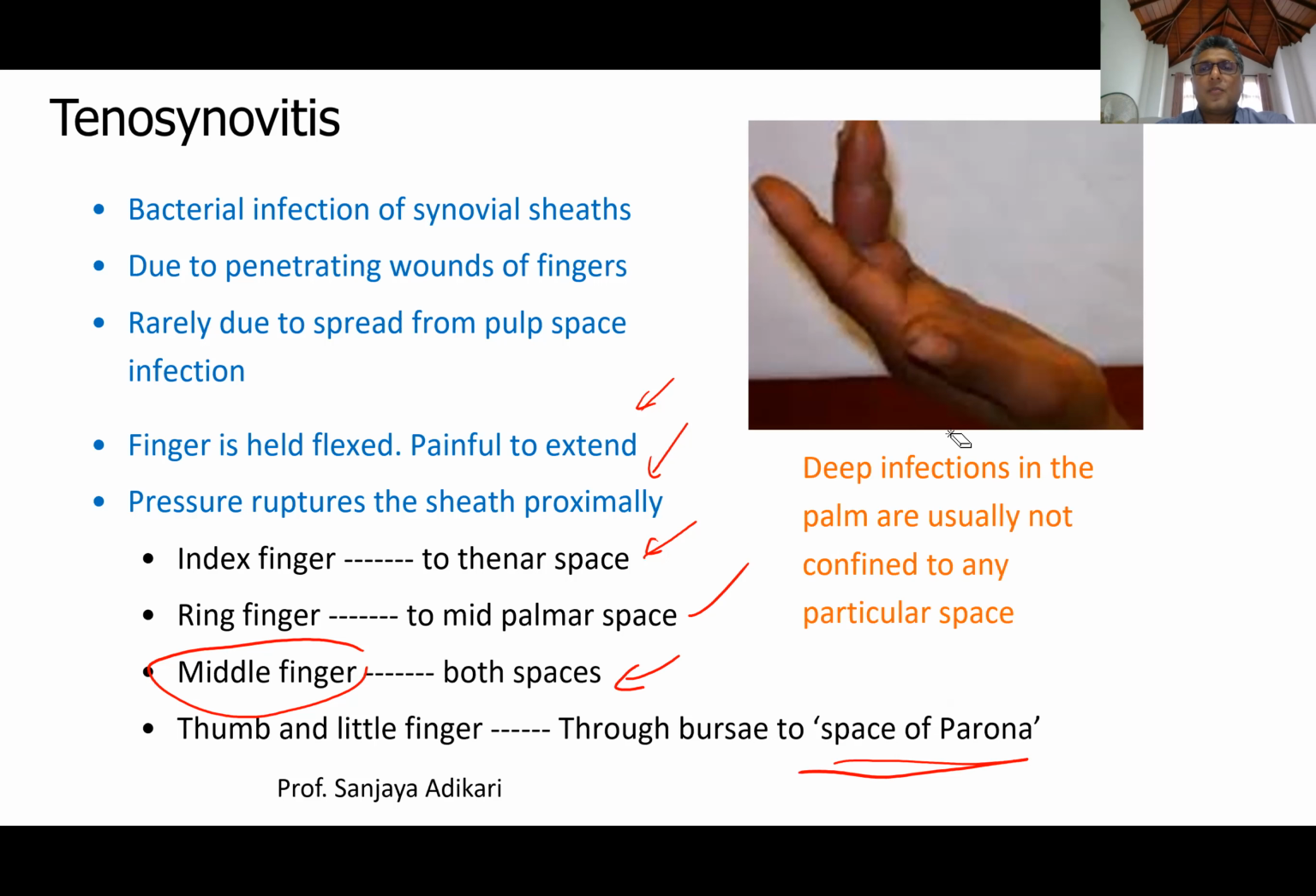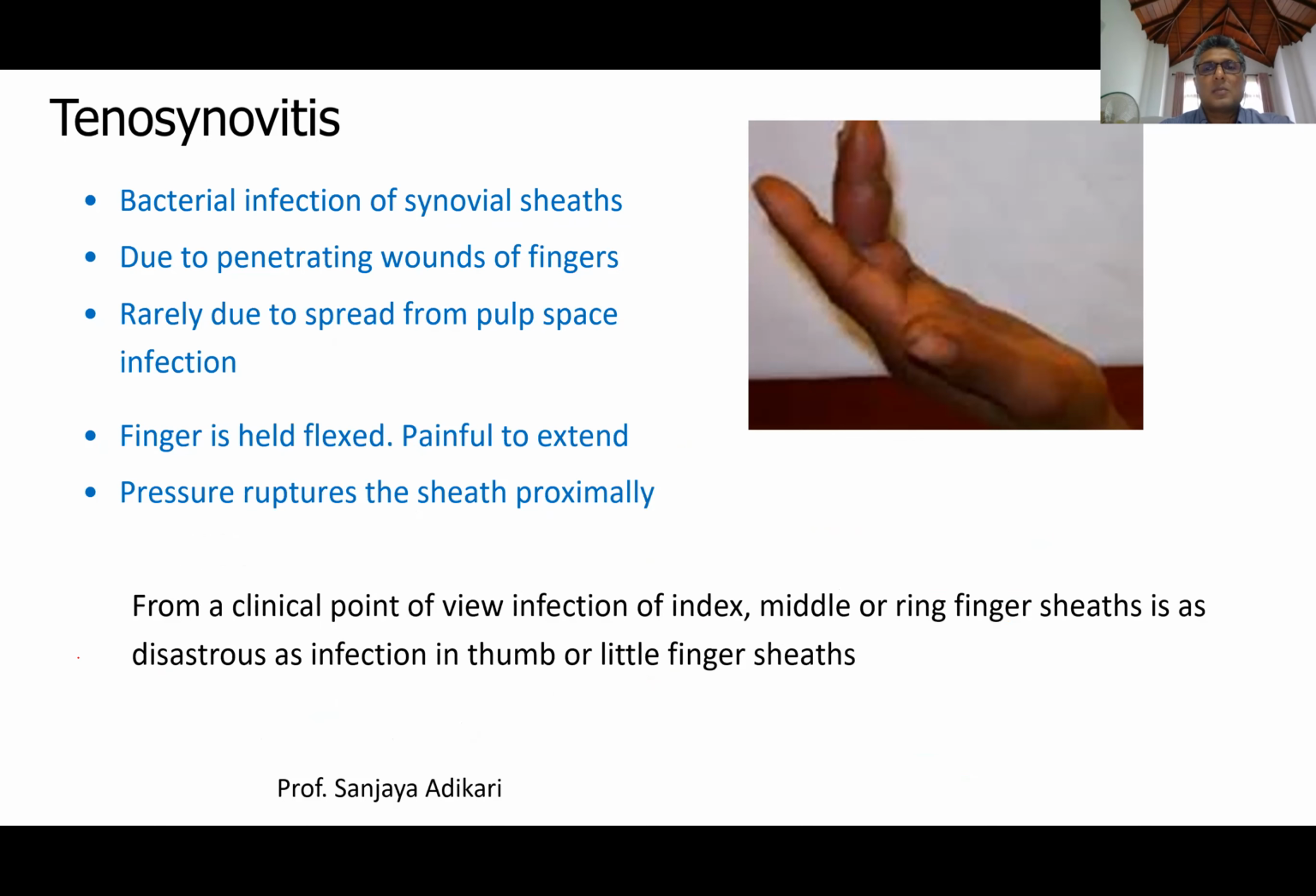But from a clinical point of view, deep infections in the palm are usually not confined to any particular space. If it spreads from the index finger into the thenar space, in no time it will spread to other spaces as well. They are all connected somewhere. So this is only of theoretical importance. Practically, you can't say that it will get limited to that space.